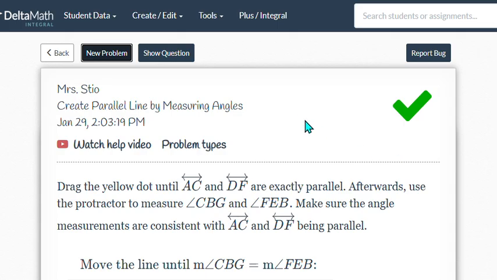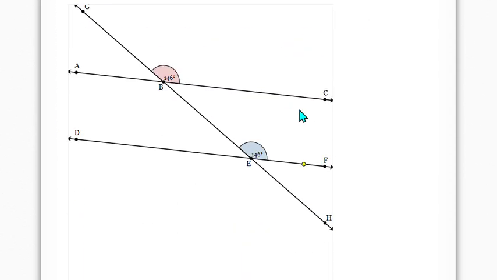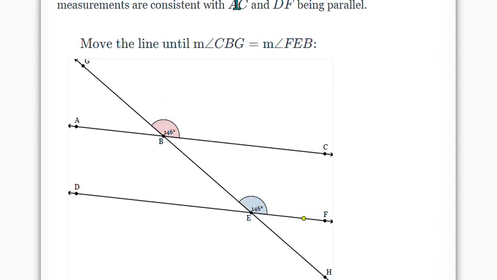Woo! Winner, winner. So that is how you would do a problem like this. Hope this helps.